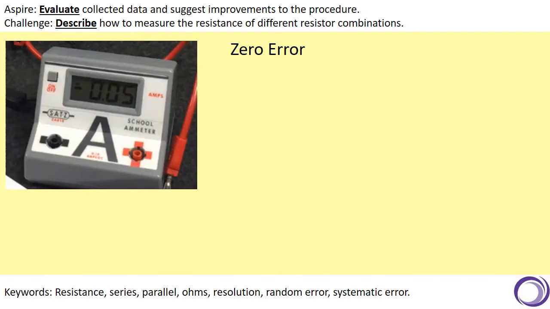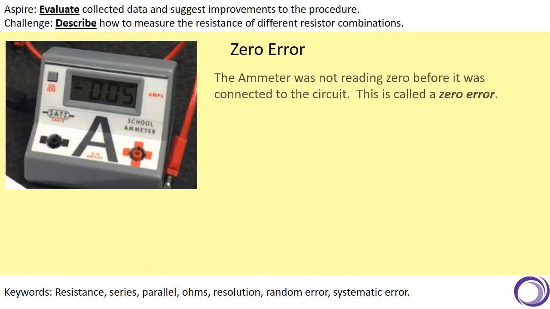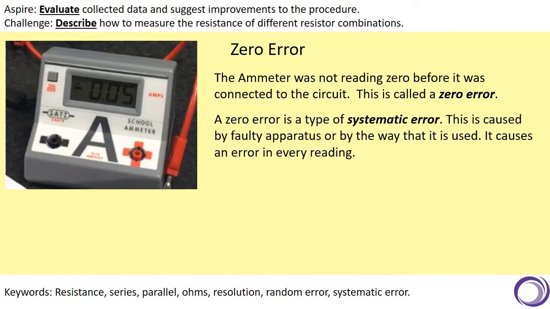Got a diagram there of the ammeter that you saw me use. Let's talk about zero error. So the ammeter wasn't reading 0 before it was connected, so if it's not reading 0 and it should be, we call it a zero error. There's two sorts of errors you can see from the keywords at the bottom. There's a random error and there's systematic error. Zero error is an example of systematic error.